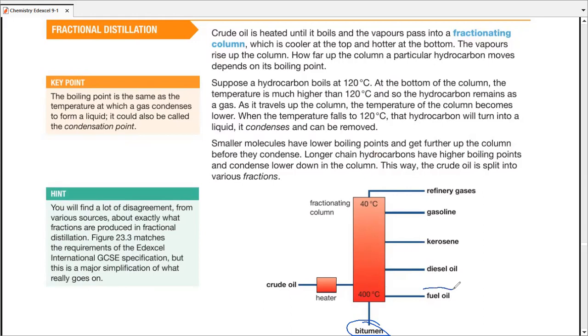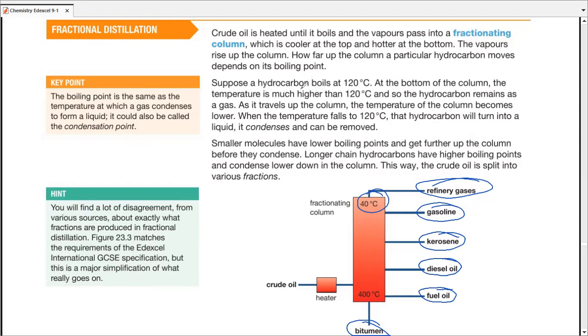Then we have fuel oil, whose boiling point is closer to 400, diesel, which is far less than 400, then kerosene, even lesser, gasoline, even lesser, and finally refinery gases, which have boiling points around 40 degrees centigrade or less. So they are actually trying to give you an idea how the particular hydrocarbon moves up the fractionating column depending upon its boiling point.